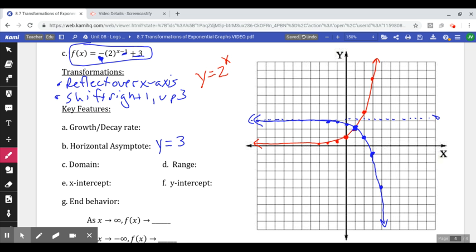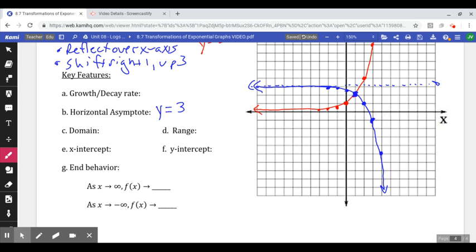It's pretty good. Let's go through our key features together then. So our growth rate is actually 2. Whenever that base is bigger than 1, that's going to be a growth rate. Horizontal asymptote we already have. Our domain for every one of these exponentials is negative infinity to infinity. The x value can be anything. Can be an irrational number, could be pi, could be the square root of 2, could be an integer, could be a decimal. Anything will work. That's not true for the range. So the range are the possible y values, and every y value from negative infinity up to, but not including 3, is possible on that blue graph.